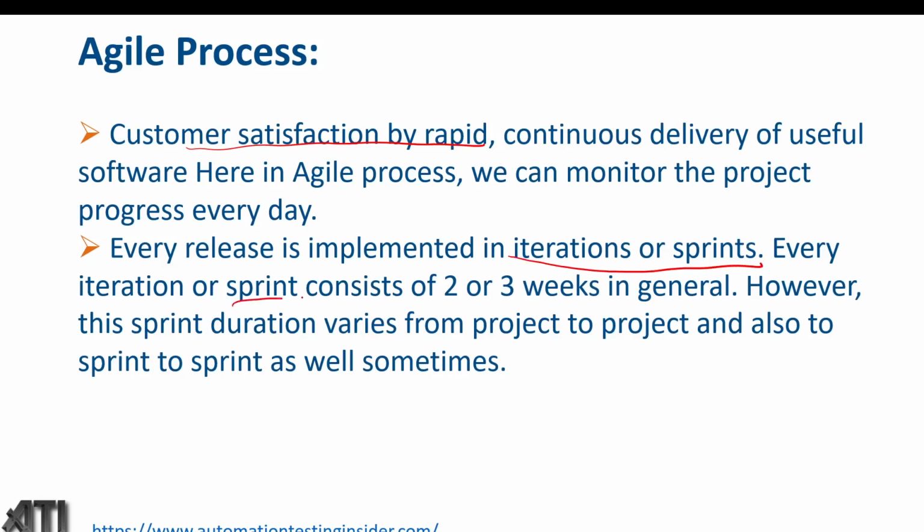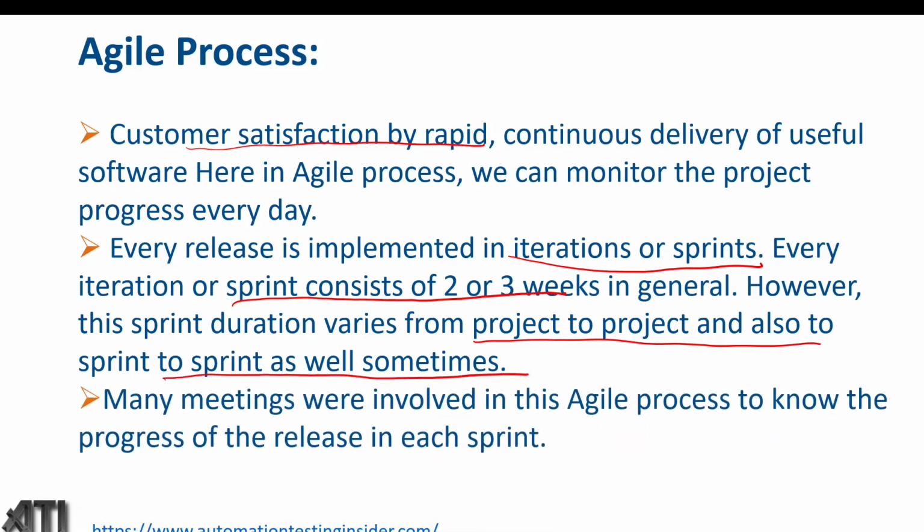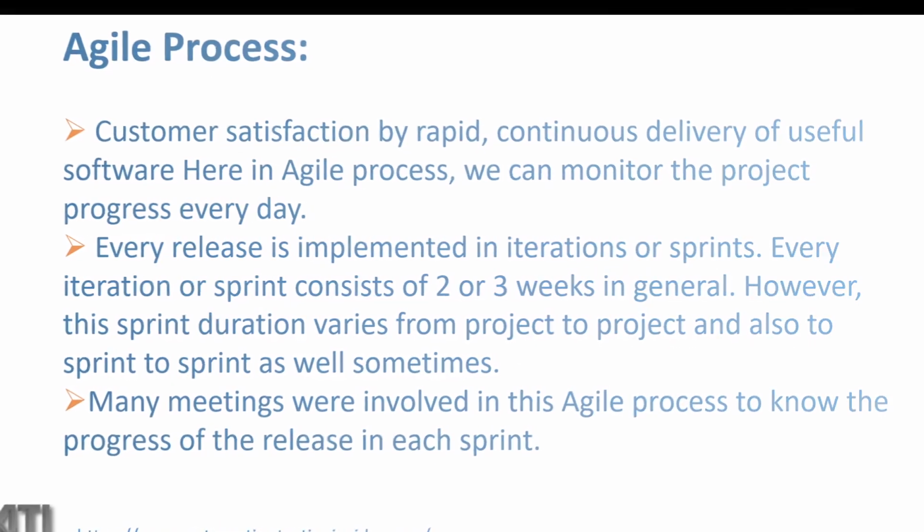Every iteration or sprint consists of 2 or 3 weeks in general. It depends on project to project, company to company. It mainly runs for 2 or 3 weeks. In some companies, they follow a 1 week sprint cycle as well. However, the sprint duration varies from project to project, and sometimes also from sprint to sprint. Many meetings are involved in this agile process to know the progress of the release in each sprint.